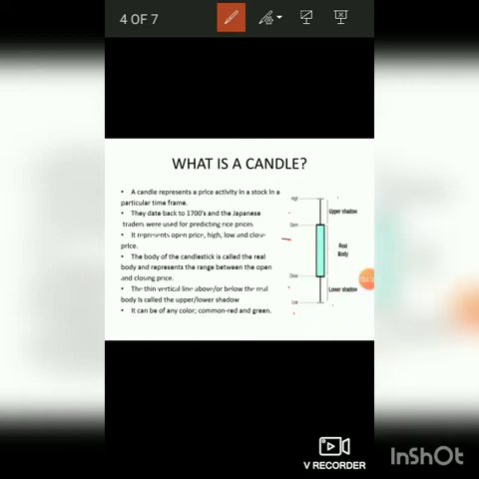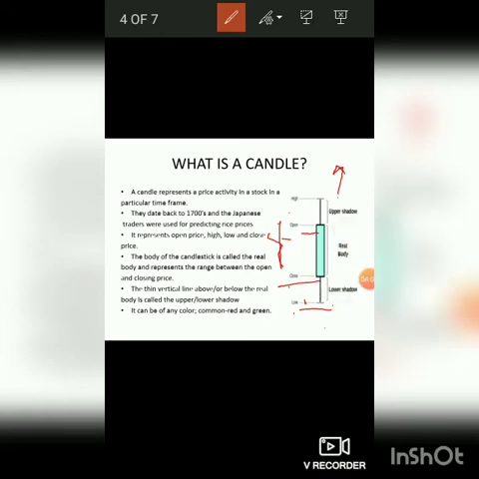So in this candlestick we can see the difference between the opening price and closing price of that particular stock. We can see that the price opens at this particular price and it goes up and it goes down and it reaches this particular point, and finally it reaches this particular point which is lower than the opening price.